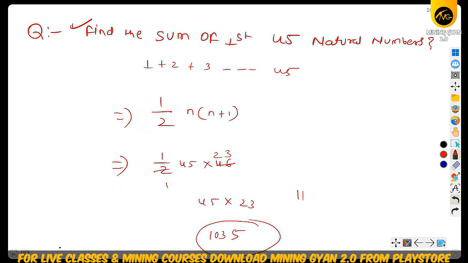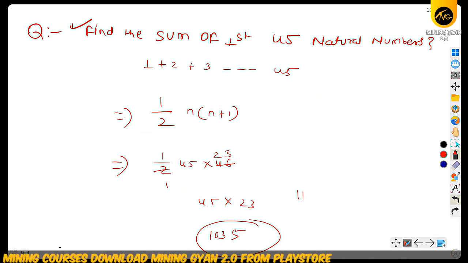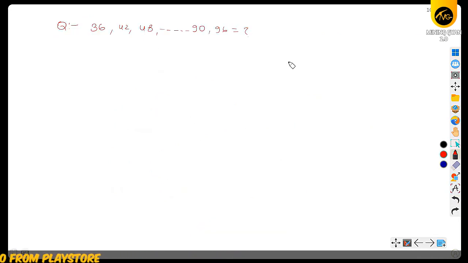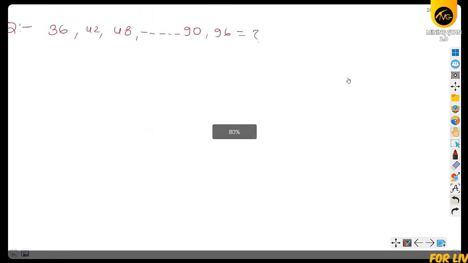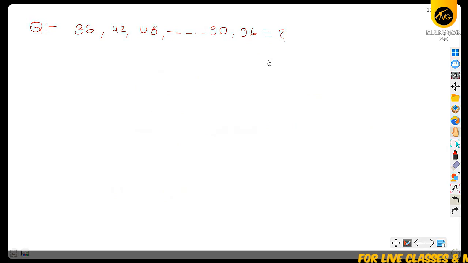1035 is the sum of 1 to 45 natural numbers, or we can say that the sum of the first 45 natural numbers is 1035. Now the next one is 36. Okay, let's zoom in. 36, 42, 48, up to 90 and 96 is equal to what?